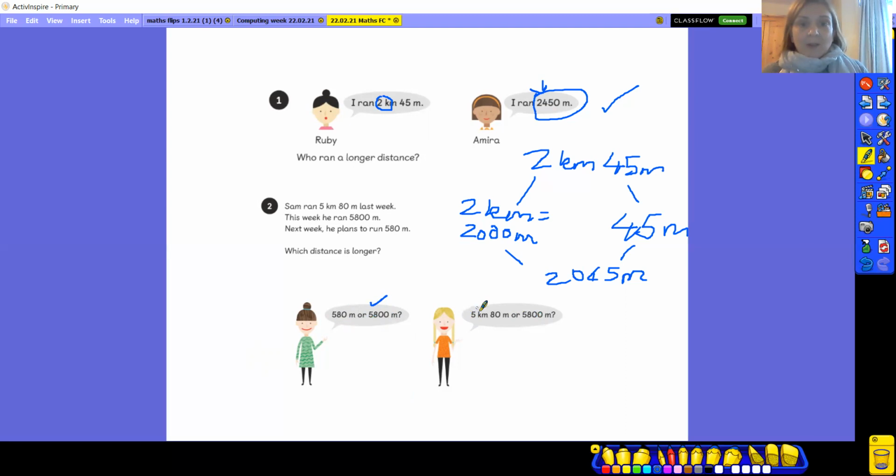Let's have a look at this one here. So here we've got 5 kilometers and 80 meters or 5,800 meters. Which distance is the longest? Pause me here, have a little think about it and see if you can work it out. Right, have you had little thoughts? Good. You can work it out like this again. Did you work it out like that?